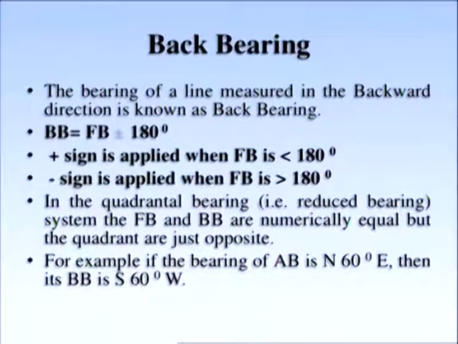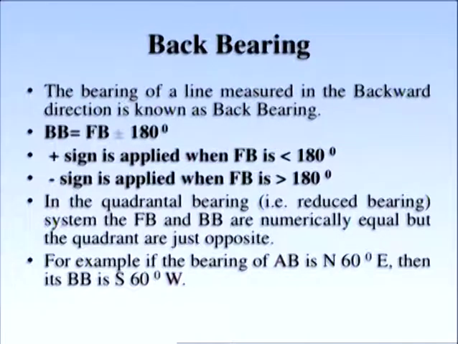The bearing of the line measured in the backward direction is known as the back bearing, as we have explained. So back bearing is equal to fore bearing plus or minus 180 degree. With this equation, if you have a fore bearing, you can very easily find out the back bearing. Or if you have a back bearing and the fore bearing is not available, then by using this equation you can easily find out the fore bearing of the line.